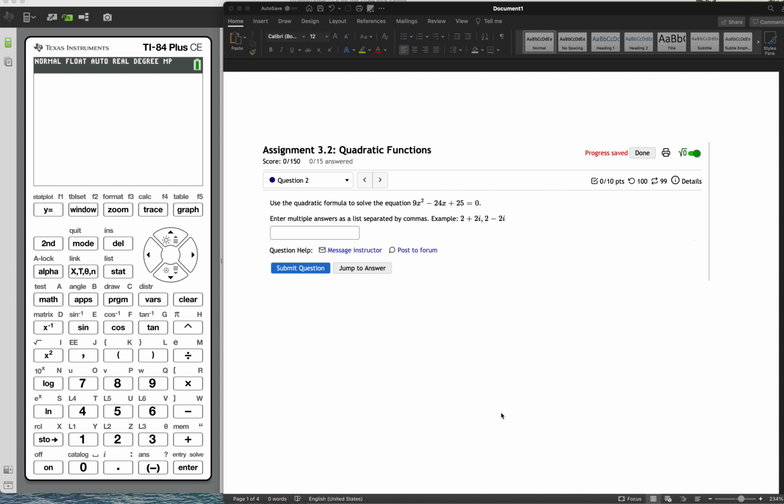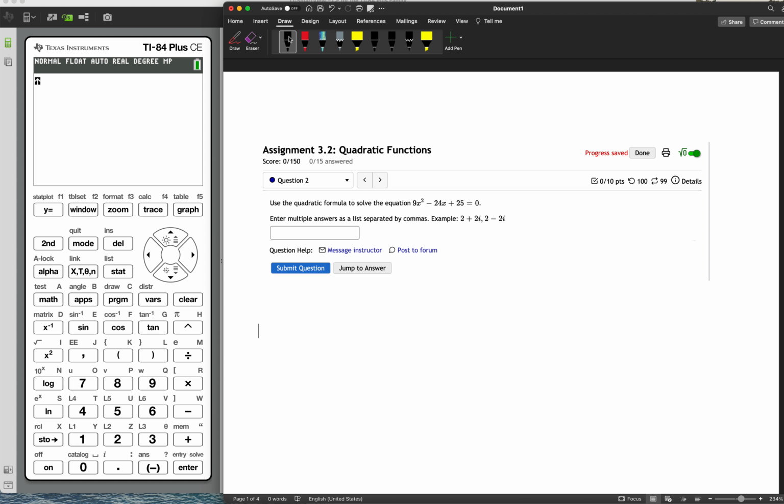So we will be looking at quadratic functions, and we're going to start off by looking at this question, 3.2. It says use a quadratic formula to solve the equation 9x squared minus 24x plus 25 equals 0. First thing we're going to do is write the quadratic equation.